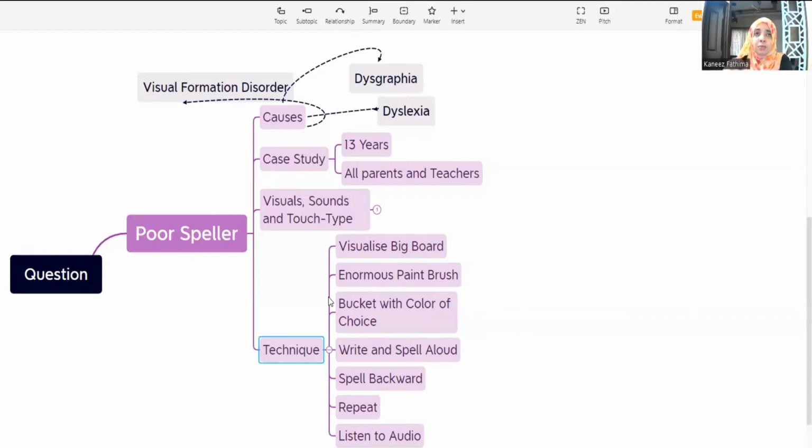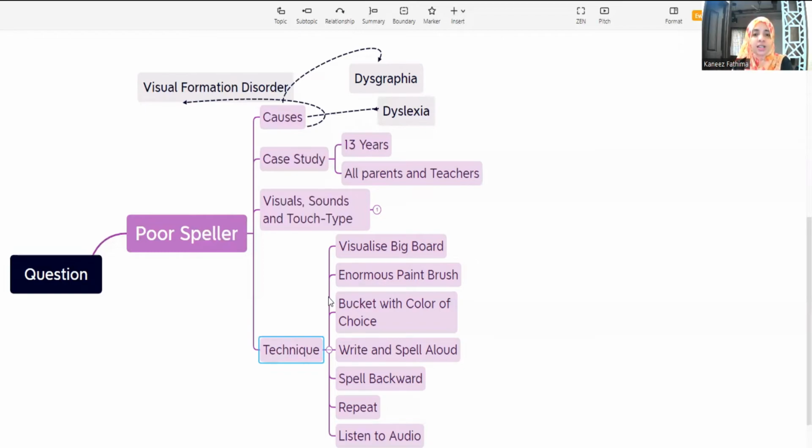Now the child is writing B, and now tell him to again dip the paintbrush into the bucket and write O. Now next write Y. After that, ask him to read that spelling aloud. Once he writes that spelling, he has to spell it aloud. When he finishes writing and reading aloud, ask him to spell that word backwards. For example, BOY. Now spell it backward. YOB. The child is able to spell it very easily, believe me or not.